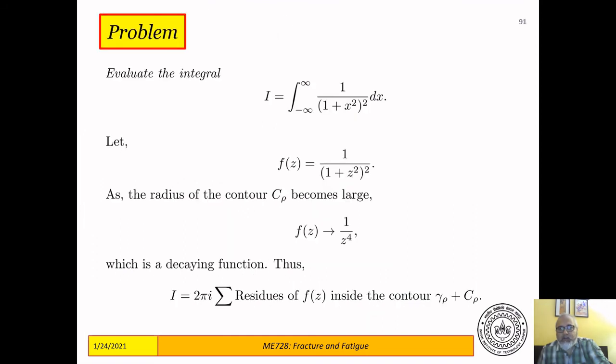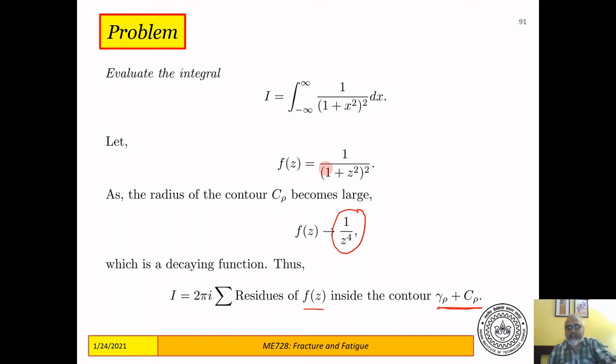So let us look at one example. Let us look at this integral. This will be difficult to integrate, but we convert it into a complex integral. So just replace x by z, so 1 plus z squared, and then this is of a decaying type, because as rho tends to infinity, this will tend to 1 by z to the power 4, which is a decaying function, and thus this integral will simply be 2 pi i times the sum of the residues of f(z) inside this contour.